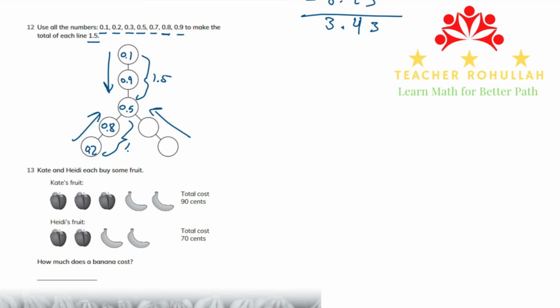So the number that I can get here is also 1.5. And the other numbers which are left are 0.3 and 0.7. 0.3 plus 0.7 gives us 1, and 1 plus 0.5 gives us a total of 1.5. So we are done with this question as well, and we used all the given 7 numbers to put them in a way that each line gives us a total of 1.5. Well, let's scroll down to go to question 13.